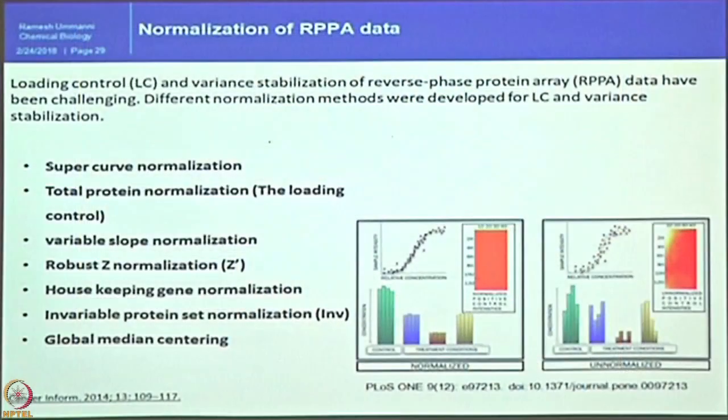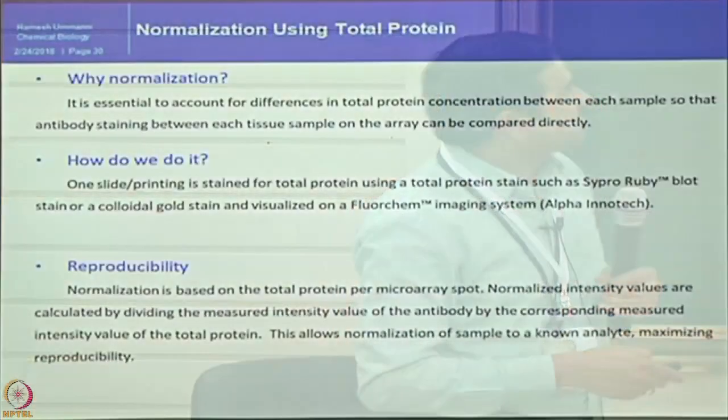How does normalized data look different from unnormalized data? You can clearly see that in these bars, each bar represents one protein across the controls and treatment conditions, and then you can get a heat map like this. But after normalization, there is no difference within the samples, and nicely you can get a spread of the signals here. So, if you don't apply any normalization method, you end up identifying more differentially expressed proteins across the sample set you have analyzed.